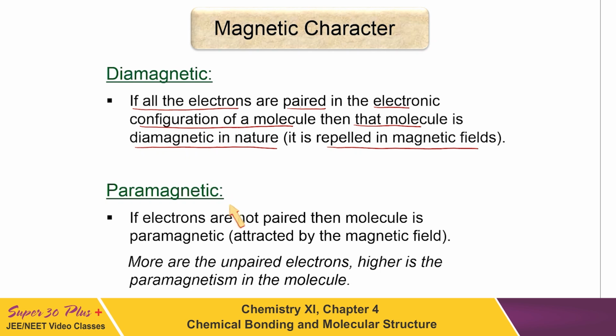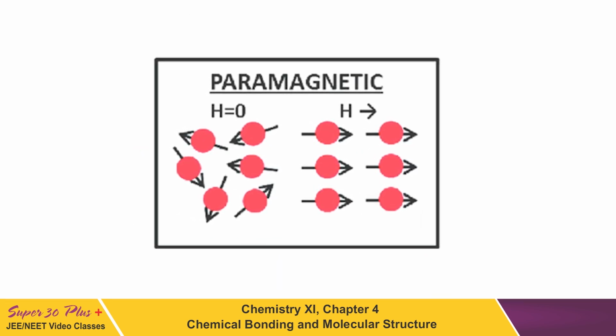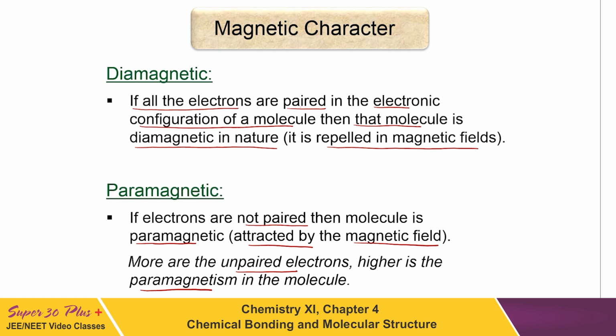Paramagnetism, or the paramagnetic behavior. If all electrons are not paired, then the molecule will have one or more unpaired electrons. Then this molecule is said to be paramagnetic, and it is attracted by the magnetic field lines. More are the unpaired electrons, higher is the paramagnetism. The quantity of the paramagnetism depends upon the number of unpaired electrons. More number of unpaired electrons, more will be the paramagnetic character.